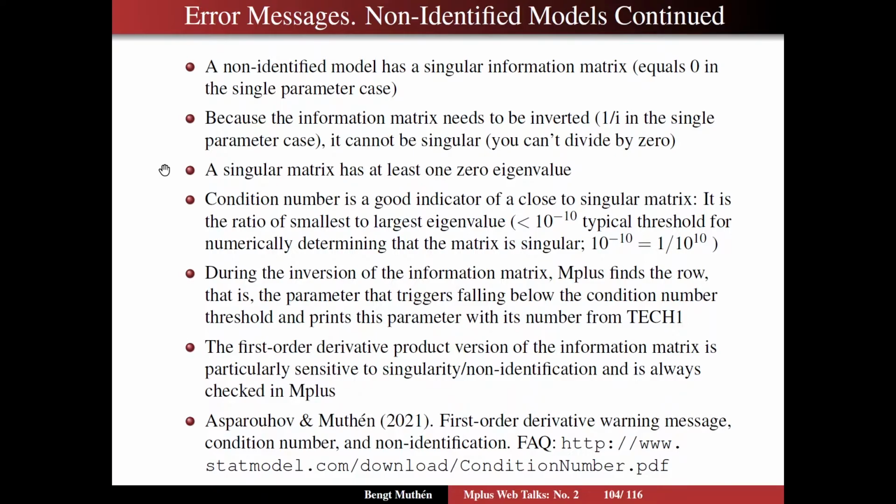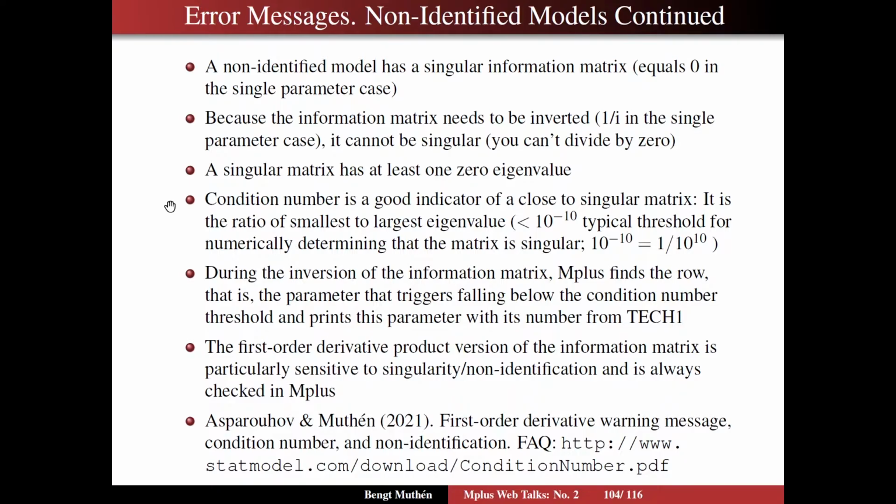Now, technically speaking, a singular matrix has at least one zero eigenvalue. Eigenvalues and eigenvectors are a way to characterize a matrix. So this idea of eigenvalues is very helpful here to numerically determine when you get too close to singularity, that is, too close to dividing by 0. And that leads us to the idea of condition number. It's a good indicator of a close to singular matrix.